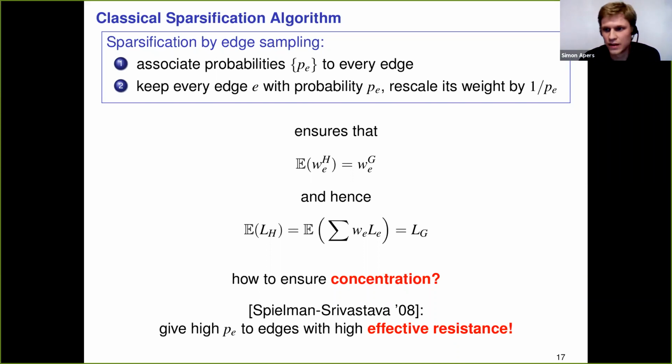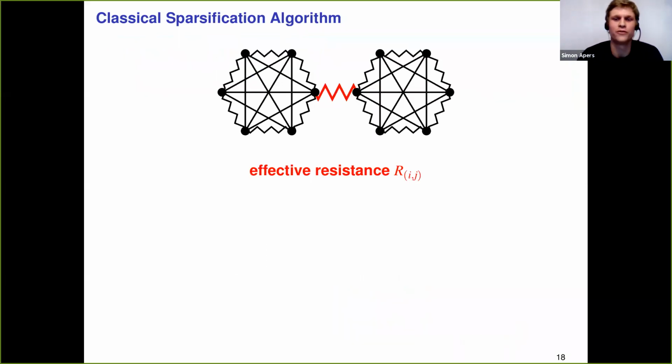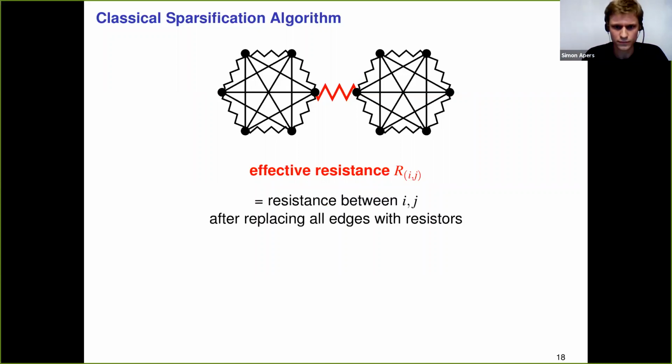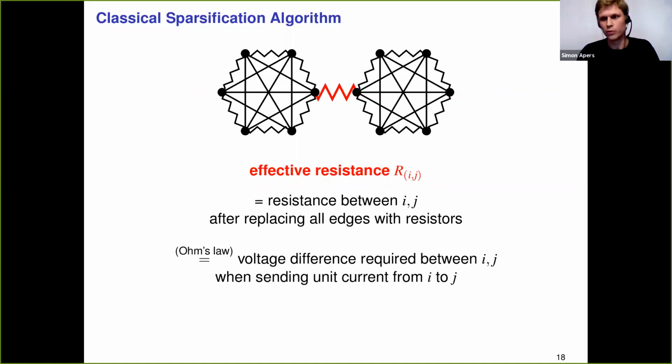But of course, what is the effective resistance? The effective resistance of an edge ij is defined in a sort of electric networks analogy. So what we do is we basically replace all edges of the graph by unit resistors. From time to time, I'm going to assume that the graph is unweighted, like in this case, where for an unweighted graph we just replace every edge by a unit resistor. And then we measure what the resistance is between nodes i and j. More intuitively, by Ohm's law, this equals the voltage difference that we have to impose between node i and node j, so as to flow a unit current from node i to j.